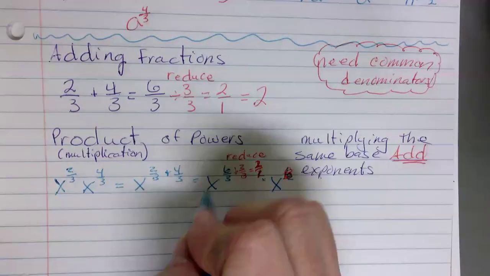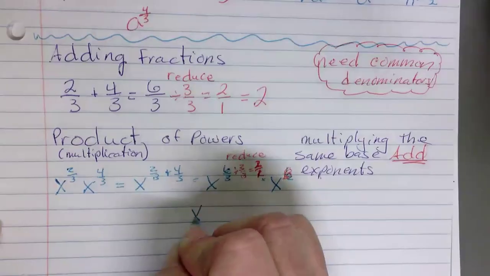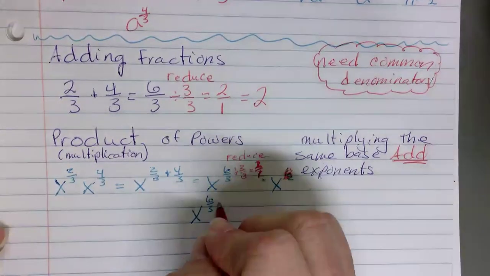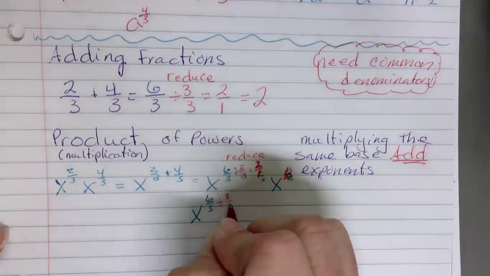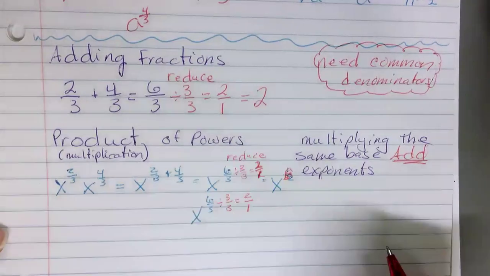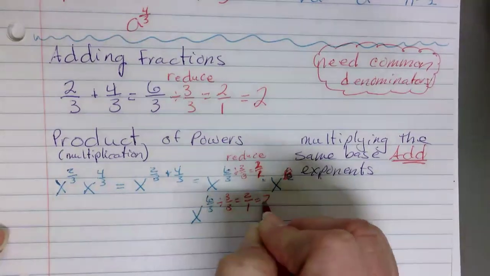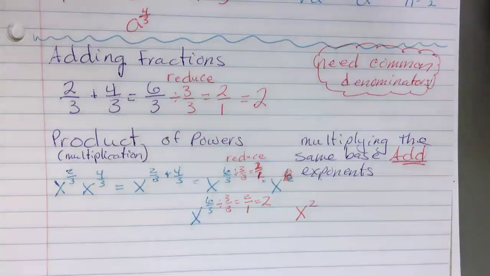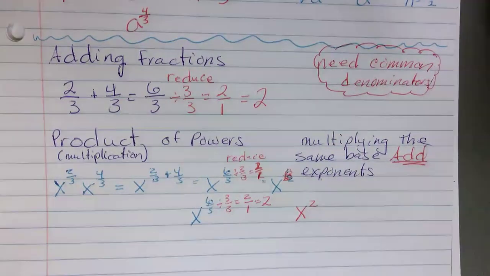If I could edit, I would start that part over and I would be like x to the 6 over 3. Let's reduce. We're going to divide by 3 over 3. 6 divided by 3 is 2. 3 divided by 3 is 1. 2 over 1 equals 2. So we get x squared. Phew. Someday I'll go and edit that.